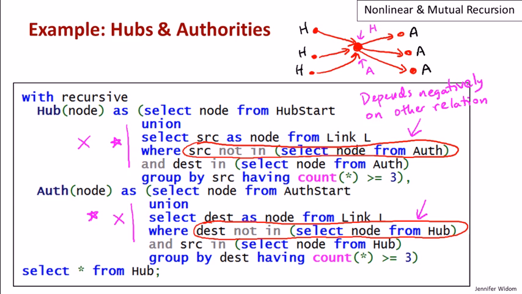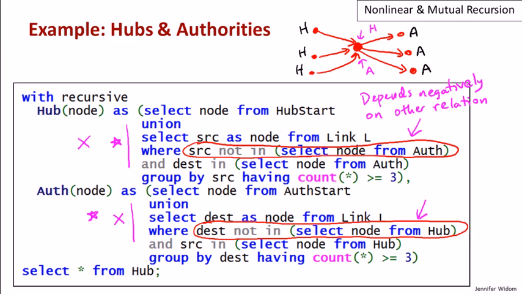And actually, we can have a negative dependence even without mutual recursion. We could define a relation that sort of depends negatively on itself in a subquery, and that wouldn't be allowed either. So that completes the example of hubs and authorities. And again, what we're trying to show, first of all, is mutual recursion, which can be quite powerful.